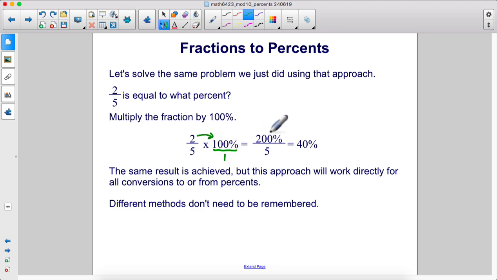So 2 times 100 is 200%. In the denominator, 5 times 1 is 5. So 200 divided by 5 is 40, and then throw that percent on. The same result is achieved, but this approach will work directly for all conversions to or from percents. Different methods don't need to be remembered.